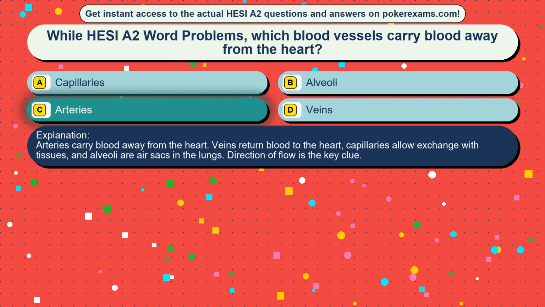Arteries carry blood away from the heart. Veins return blood to the heart. Capillaries allow exchange with tissues, and alveoli are air sacs in the lungs. Direction of flow is the key clue.